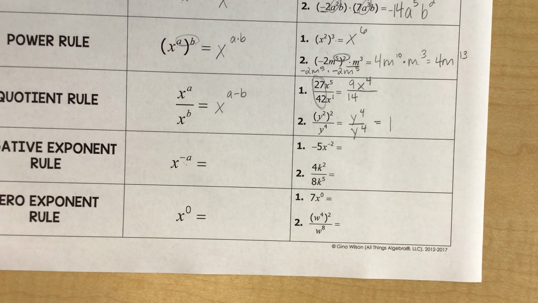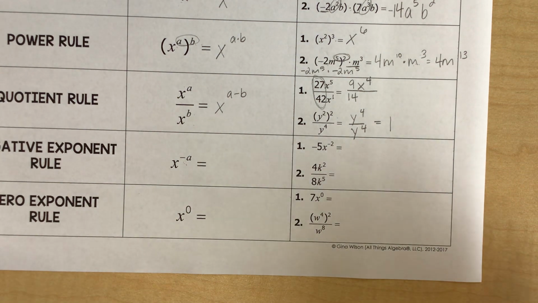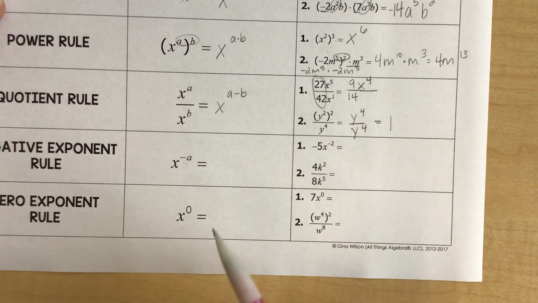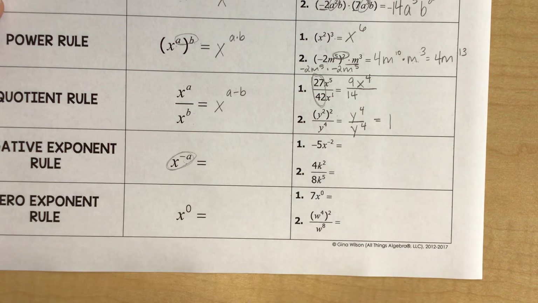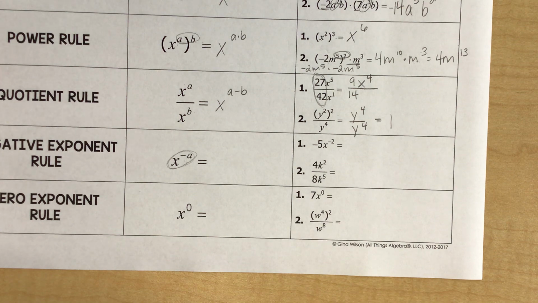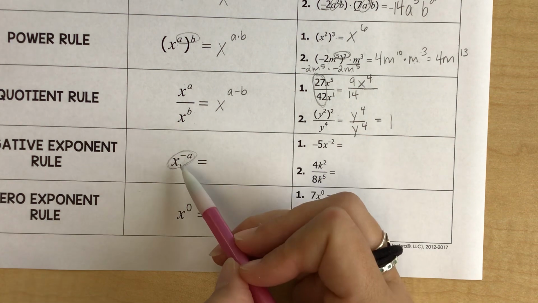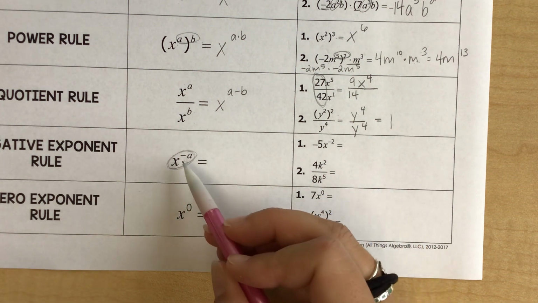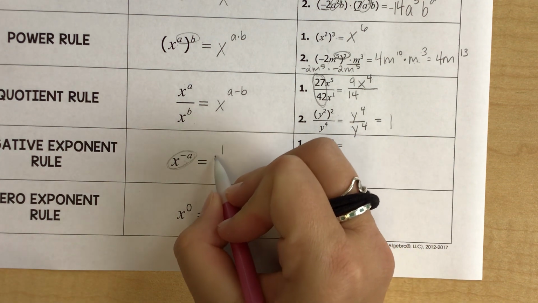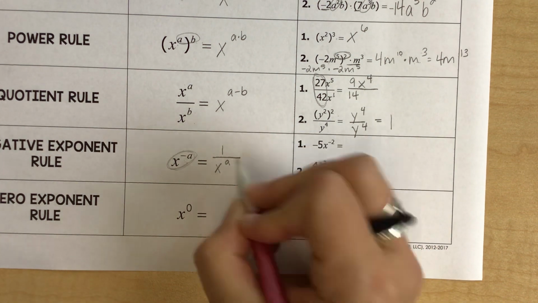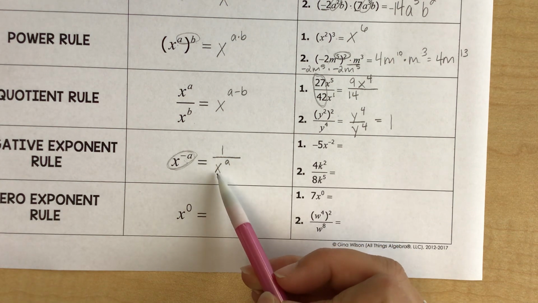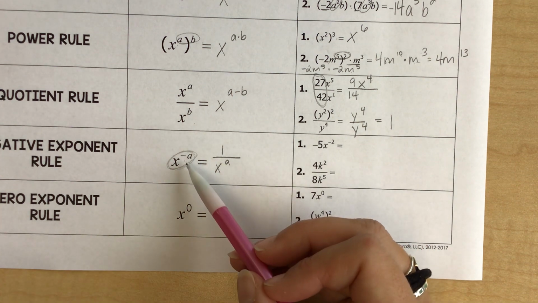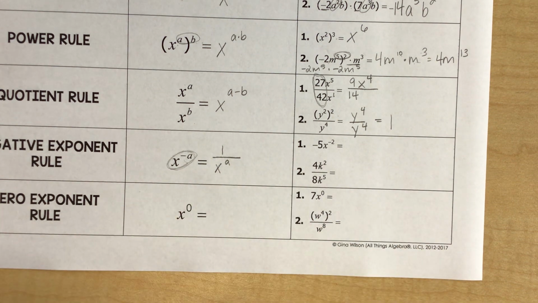So we have to get rid of the negative exponent before we can start doing anything with it. To get rid of a negative exponent, we throw all of this to the bottom of a fraction and drop the negative sign. We always put a 1 on top, and this would be x raised to the a. So I put it on the bottom of a fraction, and I lost the negative sign. When you have a negative exponent, it goes to the bottom of a fraction.